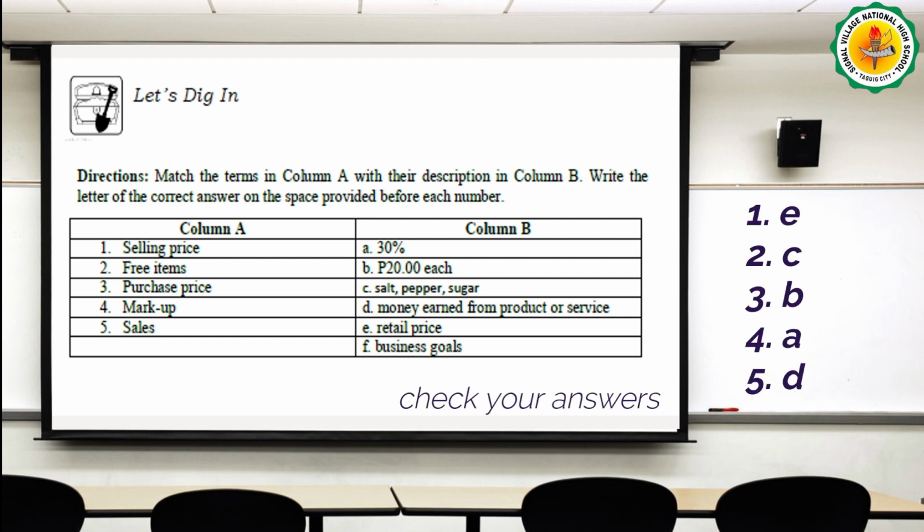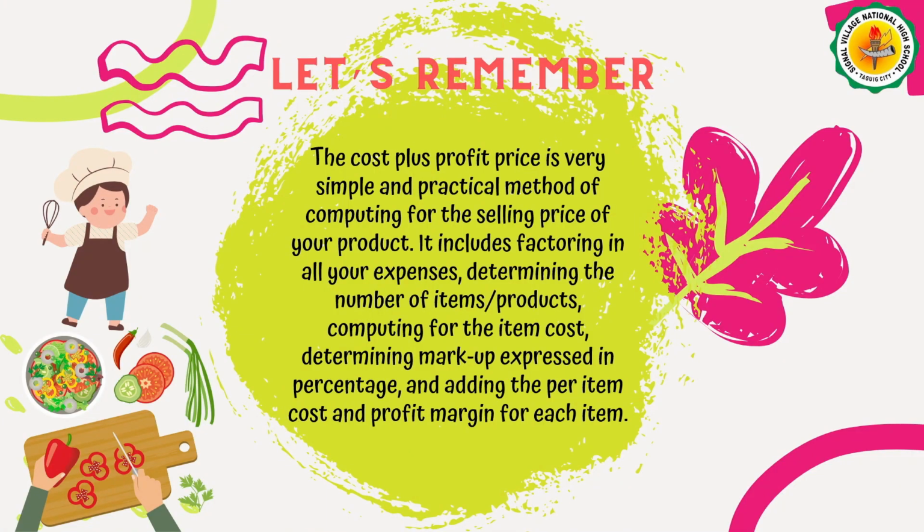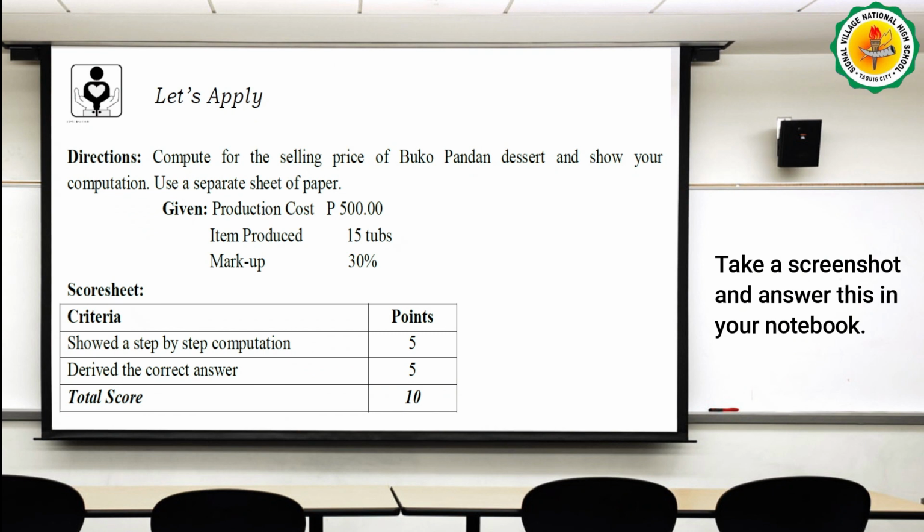Your answer: 1E, 2C, 3B, 4A, and 5B. Let's remember, the cost plus profit price is a very simple and practical method of computing for the selling price of your product. It includes factoring in all your expenses, determining the number of items or product, computing for the item cost, determining markup expressed in percentage, and adding the per item cost and profit margin for each item.